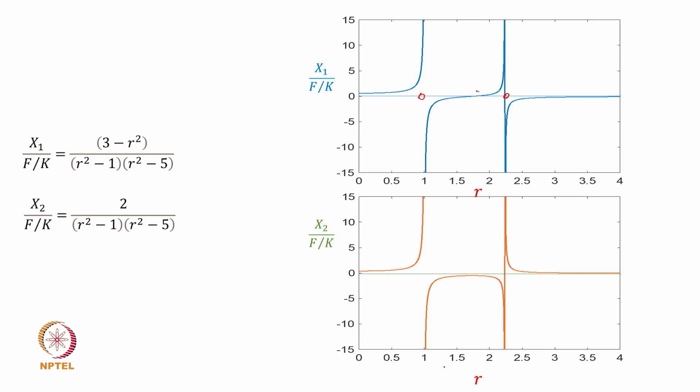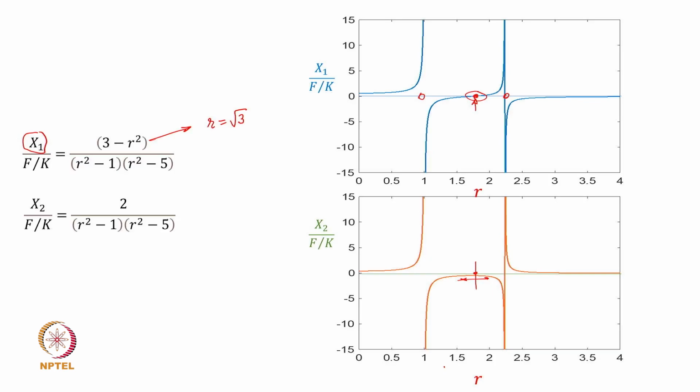But what is interesting is this position where the mass M1 of the two masses would have its response 0, and that happens when the numerator becomes 0, which actually means that when the speed ratio is equal to square root of 3. That is precisely the location where the amplitude of the parent mass x1 will be equal to 0, and at that speed the second mass will also have its amplitude quite small. So over a range of these frequencies the amplitude is going to be quite small.